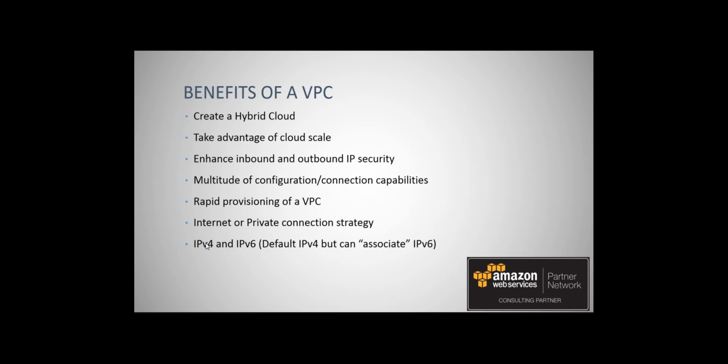Also, a lot of organizations are very comfortable with IPv4 and still use IPv4. However, Amazon VPCs do support IPv6 as well. And just one thing to note about that is you're going to be creating essentially the VPC with IPv4, but you would associate an IPv6 address schema with that VPC configuration.